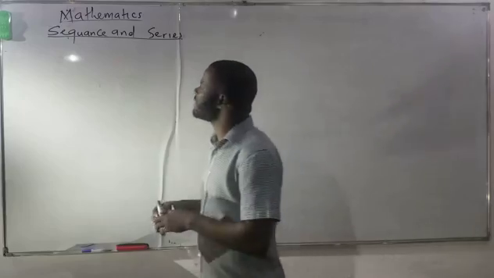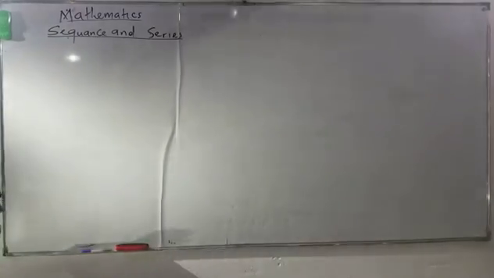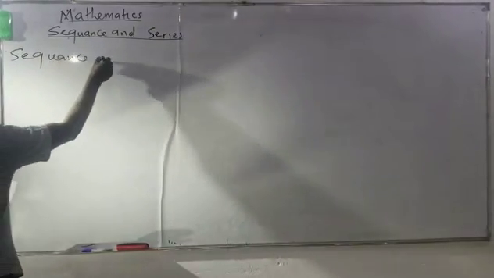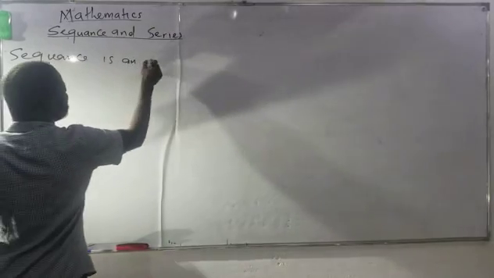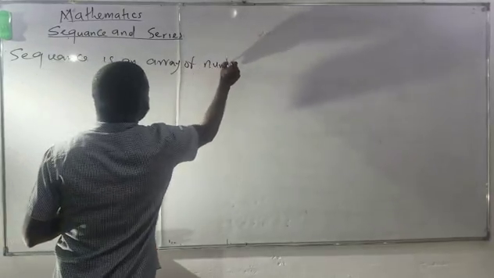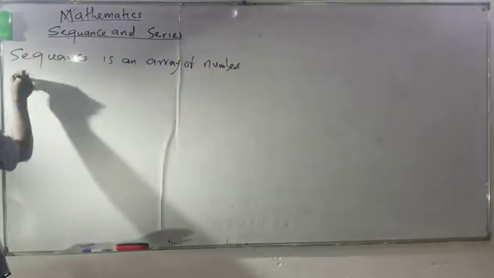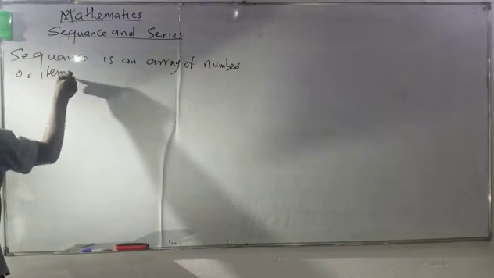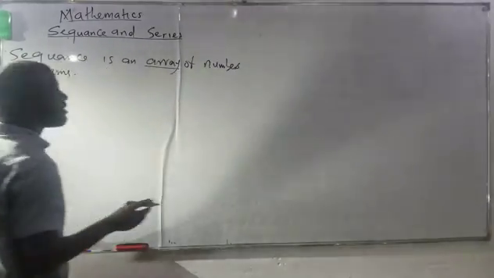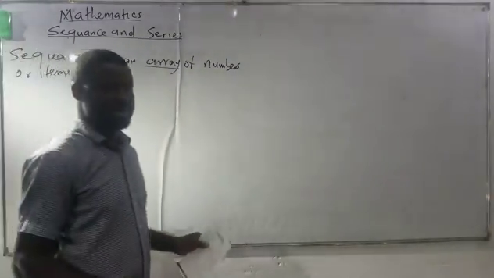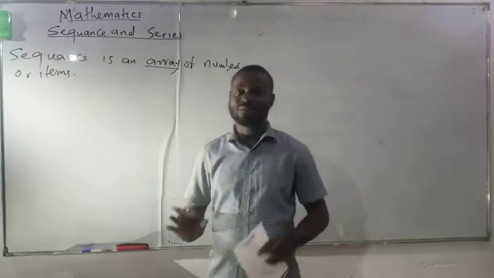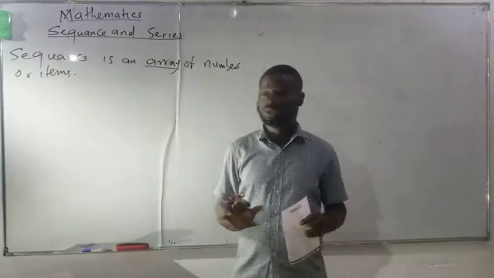Now, we'll talk about sequence. A sequence is an array of numbers or items. When I talk about array, I need to emphasize it. Array means arrangement. It is an arrangement because it has a pattern. Do you get it right?